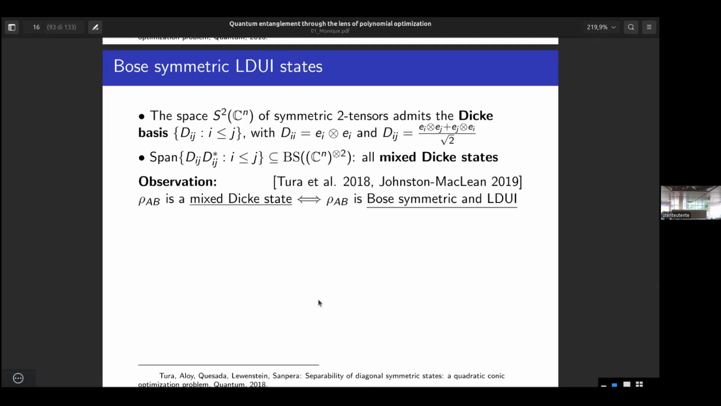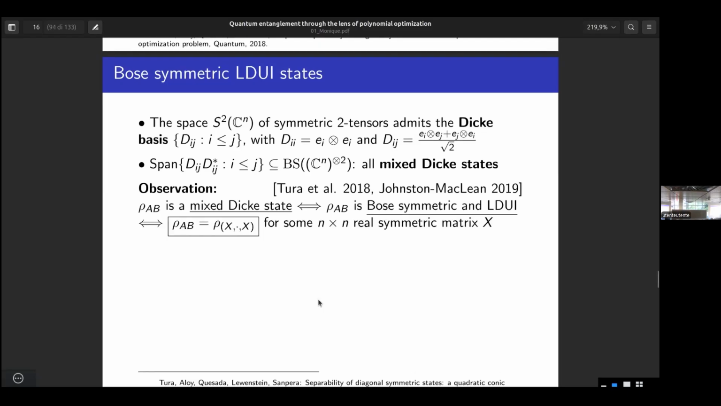And Dicke states are the states which come from the natural basis for the symmetric two-tensors. Exact details are not too important. What's important to us is that it's both symmetric and LDUI. Combining both has a very nice structure.